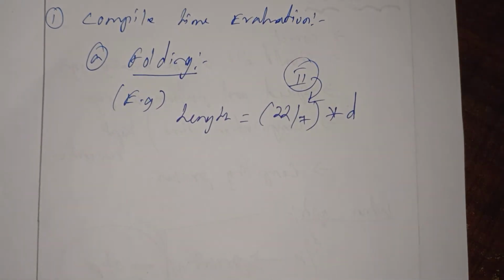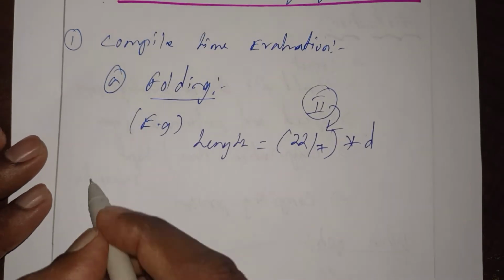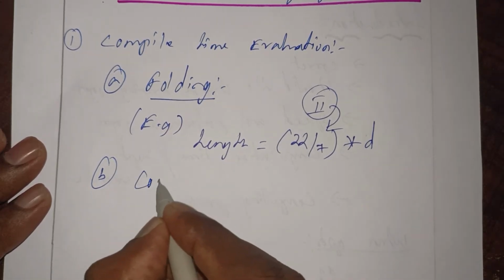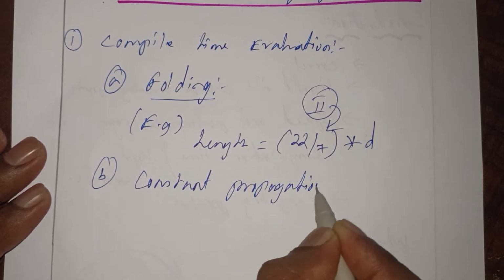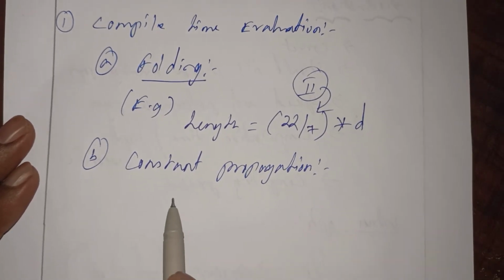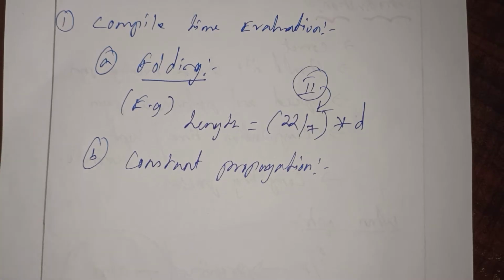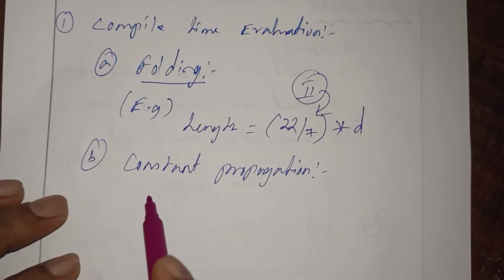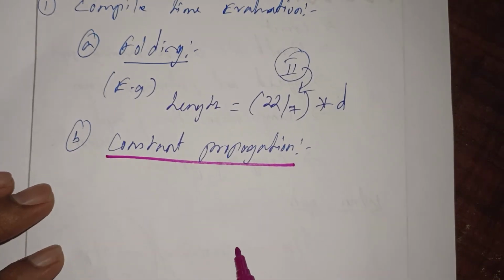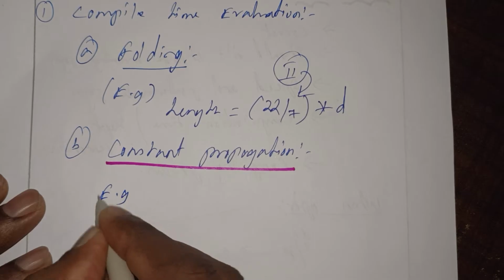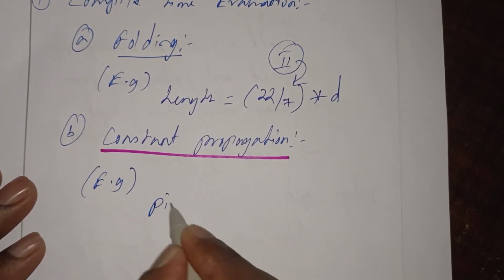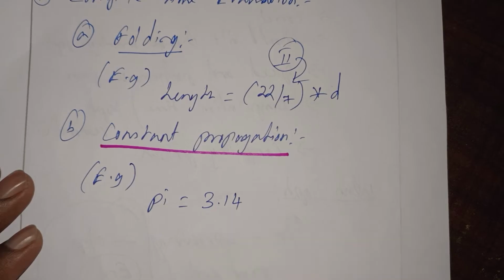The second example I can tell you here, in compile time evaluation, is constant propagation. That is the second basic thing, constant propagation. What is constant propagation? It's very simple. Constant propagation takes the value of a variable, the variable is replaced, and the computation is done at compile time. The best example I can give here is pi is equal to 3.14.